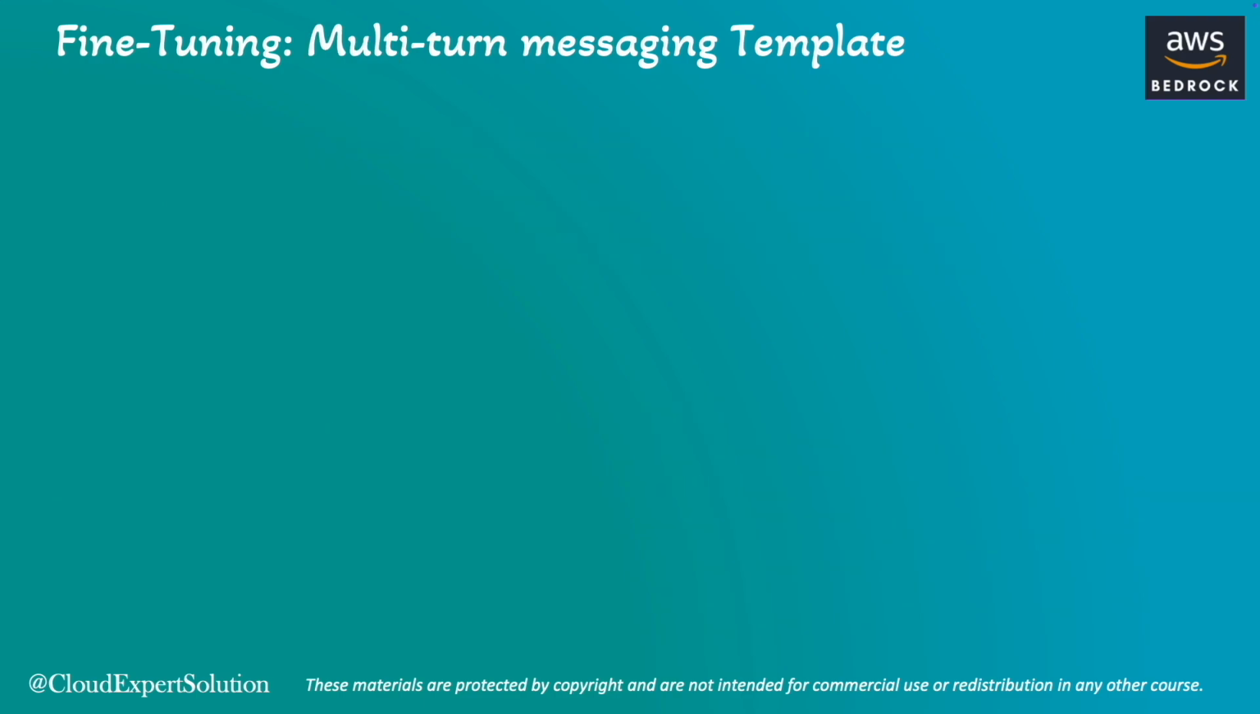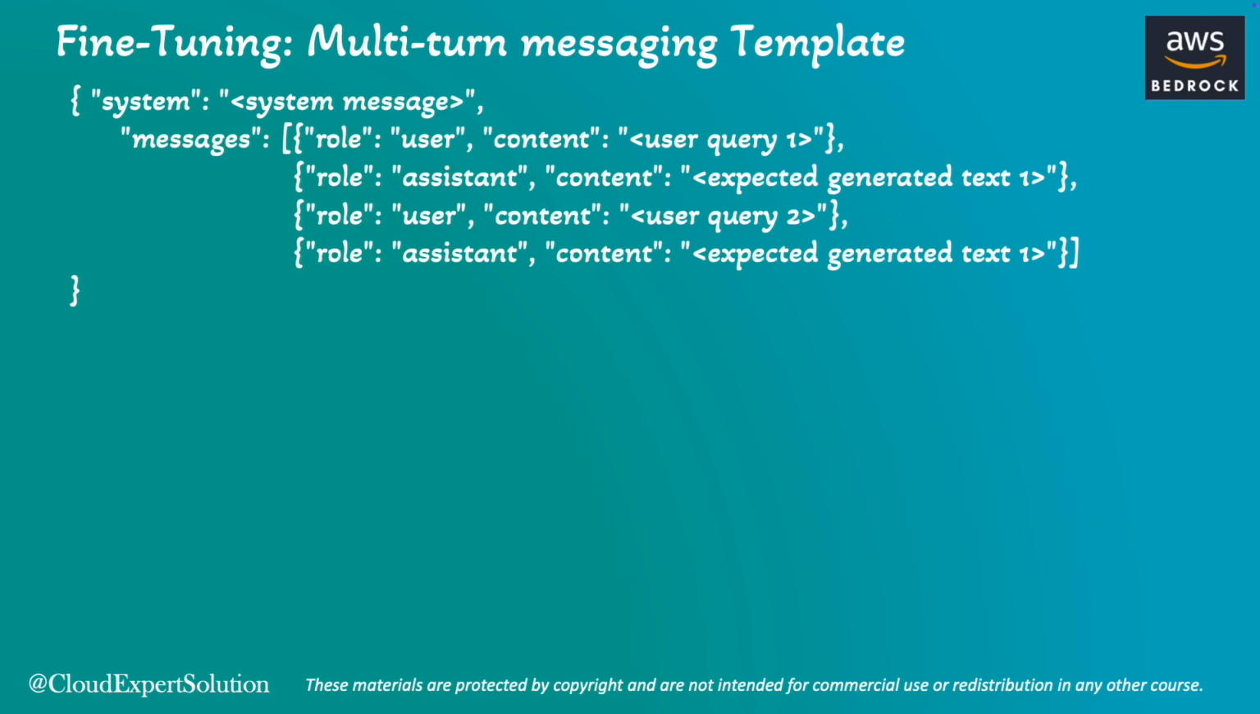Next is the multi-turn messaging template, and here is an example template. Please pay attention to this messaging template. The messaging template is almost the same, except in messages it now has more than one set. In single-turn messaging you saw there was one set, one user, one assistant, but for multi-turn messaging we have multiple sets of conversations, or follow-up conversations, between user and assistant, and they will alternate after that.